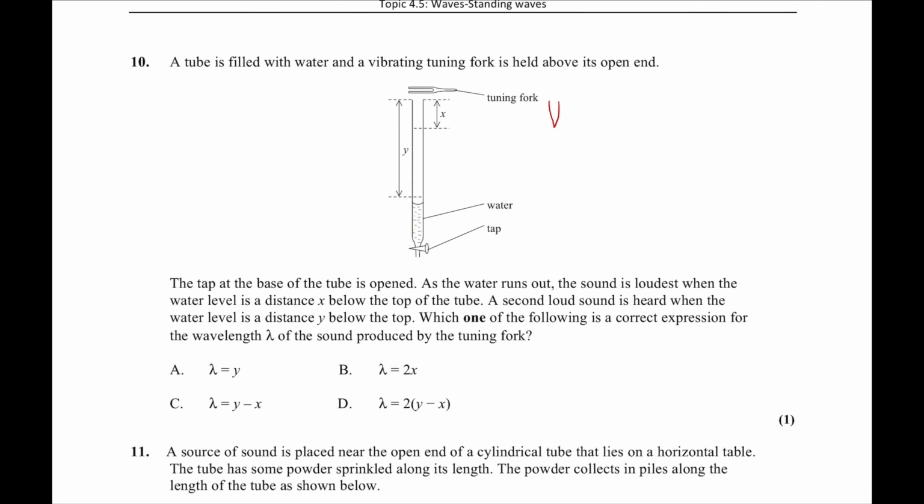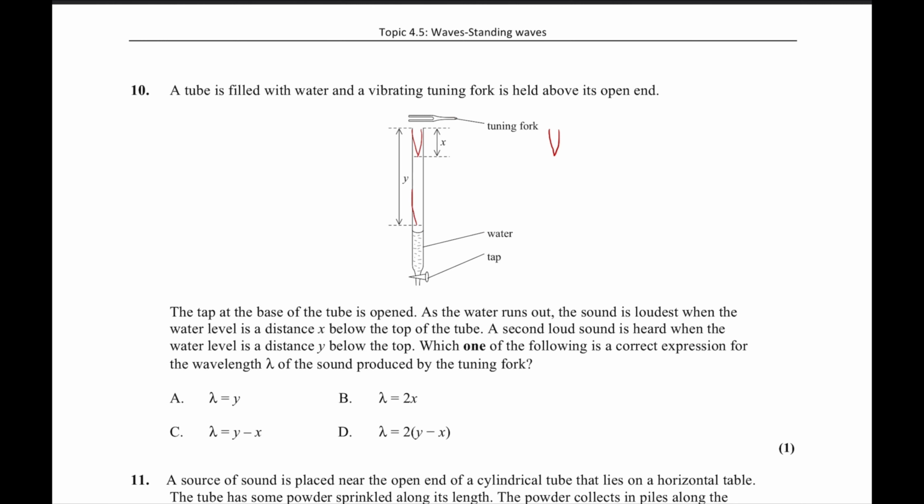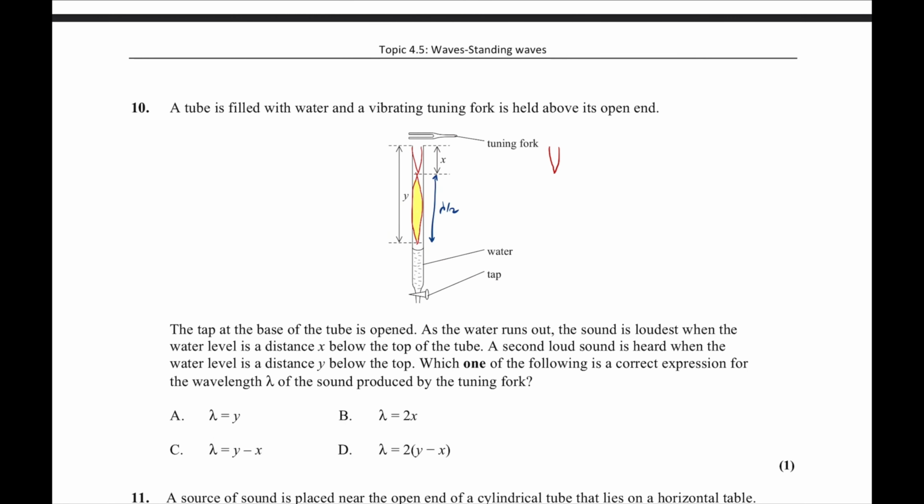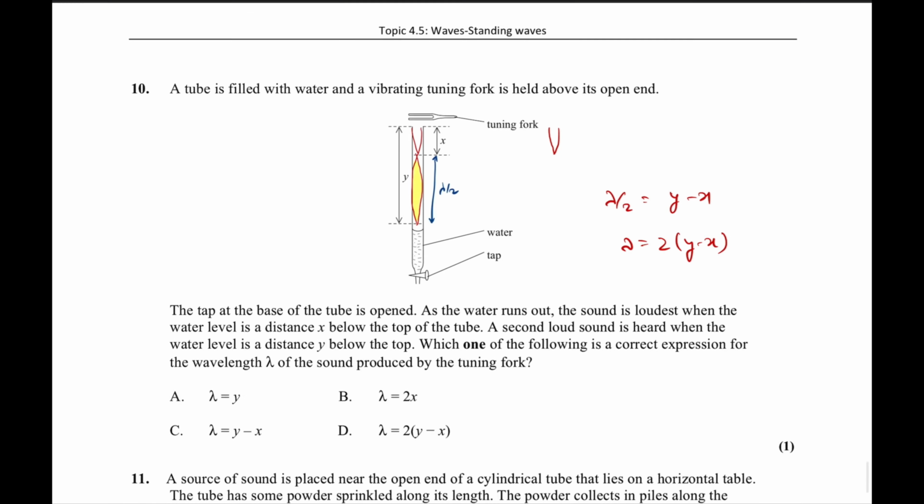Now in the second case, again a loud sound is heard when the water level is at distance y. Okay, so this will be the case because this is the closed end, so it will form a node here. This will be the second loud sound. Now you see here, if you subtract this length, y minus x is this much only, and we know that this length is lambda by 2. So lambda by 2 is equal to y minus x. So lambda is equal to 2 times y minus x, which is option D.